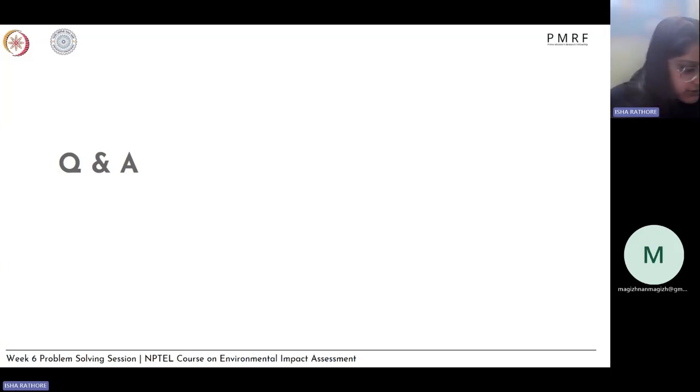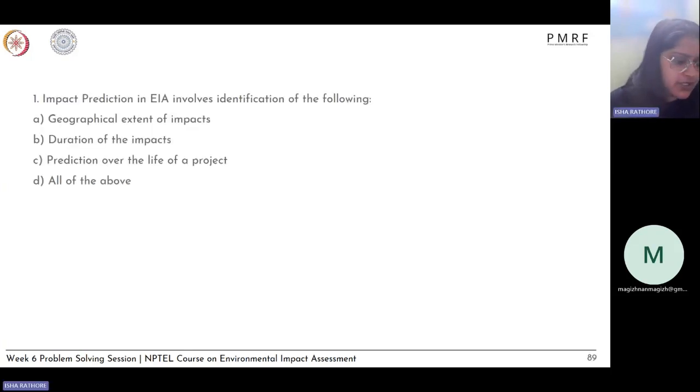So you can post your answer in the chat box, and I will moderate the chat box. Okay, so the first question is: impact prediction in EIA involves identification of the following. A, geographical extent of impacts; B, duration of the impact; C, prediction over the life of a project; and D, all of the above.